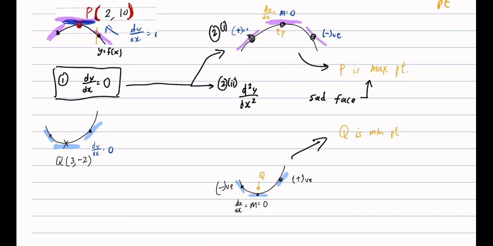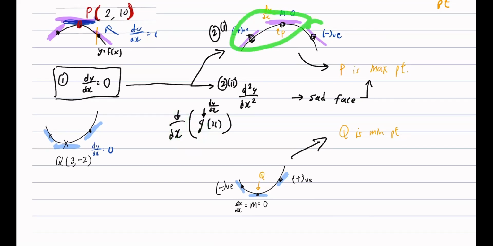When do you get a sad face? d2y by dx squared is? Oh no, it goes both ways, but what about d2y by dx squared? Less than 0. Look, d2y by dx squared is saying the derivative of the rate of change of the gradient function, right? Gradient being the first derivative. Rate of change of the gradient function.